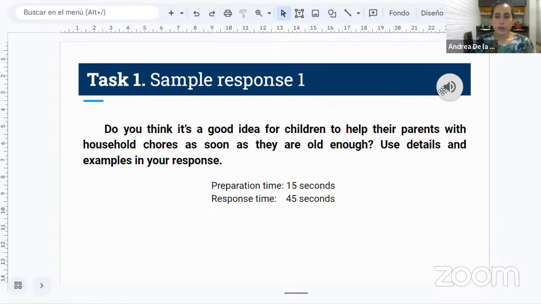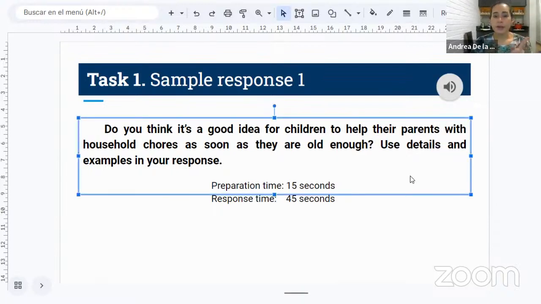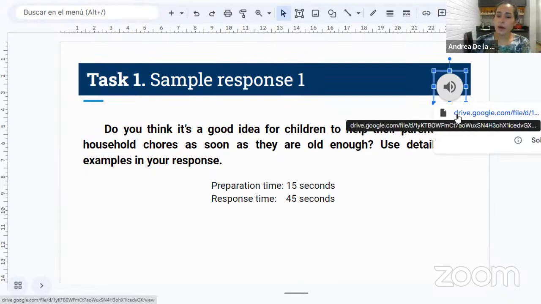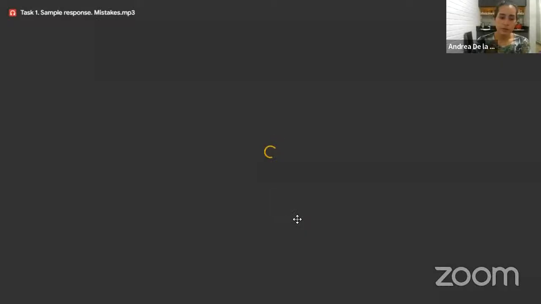No? Okay, guys. So remember again, the question says, do you think it's a good idea for children to help their parents with household chores as soon as they are old enough? Use details and examples in your response. We're gonna listen to the sample response now, and then we'll analyze it. Okay, please pay attention. Don't take any notes, okay? Just pay attention.